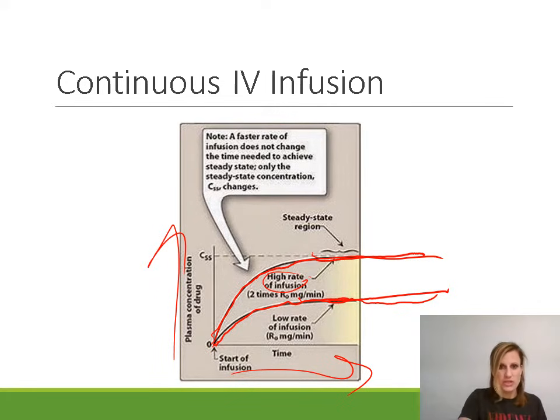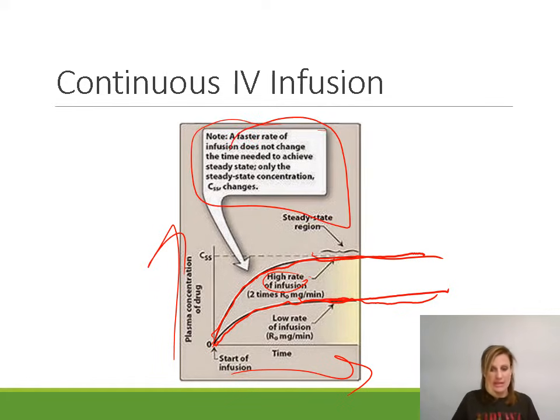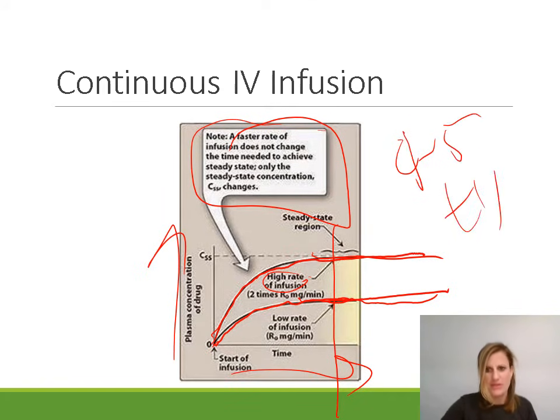No, a faster rate of infusion doesn't change the amount of time it takes to get to steady state. It's still the same amount of time. It's about 4 to 5 half-lives. Different sources say different things, but for our purposes, we're going to say 4 to 5 half-lives to get to steady state concentration. When you doubled the infusion rate, you just doubled the actual concentration at steady state, but it still took the same amount of time. If you want to get to steady state faster, you have to give what's called a loading dose, which we'll talk about in a sec.